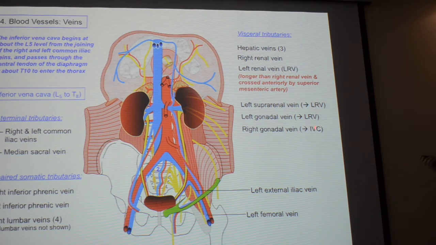So the right gonadal vein drains to the inferior vena cava, and the left gonadal vein drains to the left renal vein.